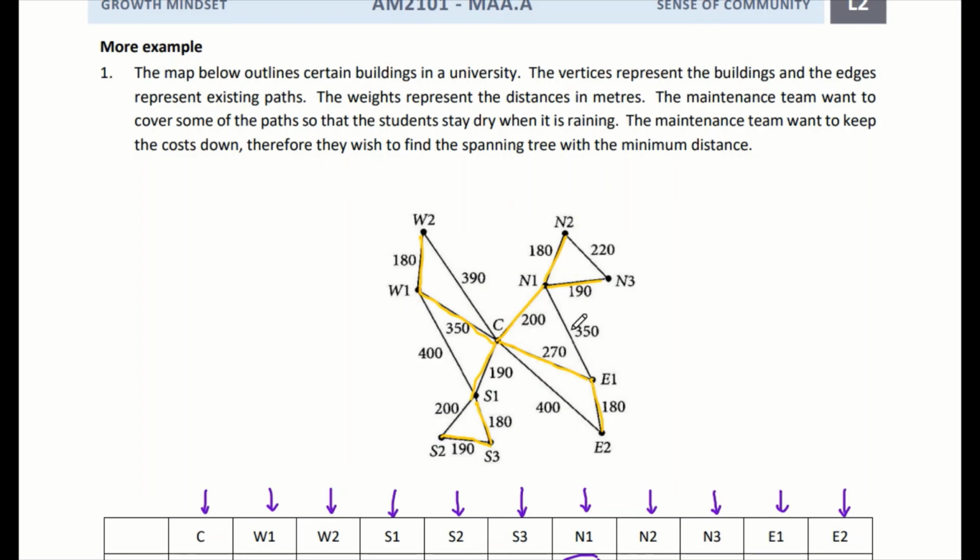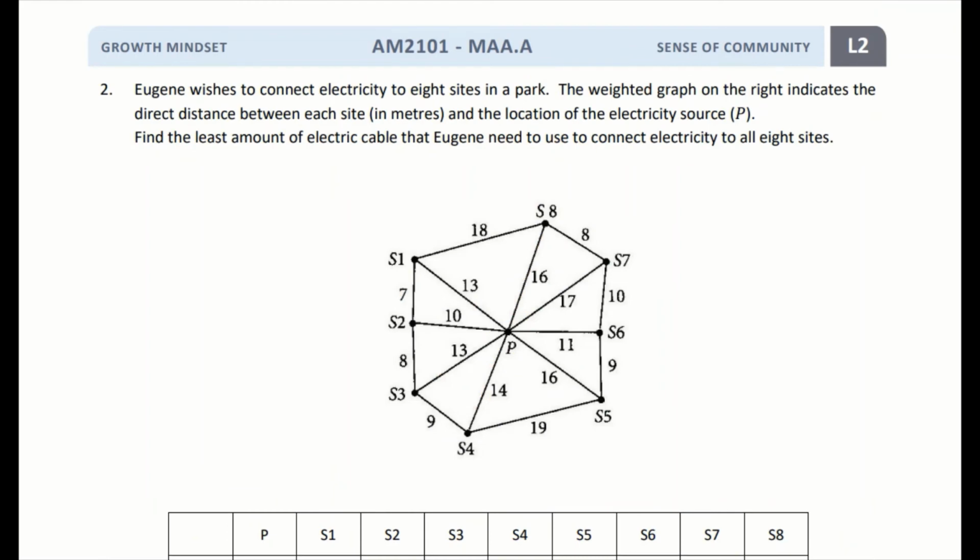All right, so let's look at example 2. Question 2 is the same kind of question. You just want to connect the electricity to 8 different sites in a park. You want to find out the least amount of electric cable that you need to use to connect all the sites. I'm not sure whether you have this doubt: do we need to start from the source to make sure that at least we have one connection, right?